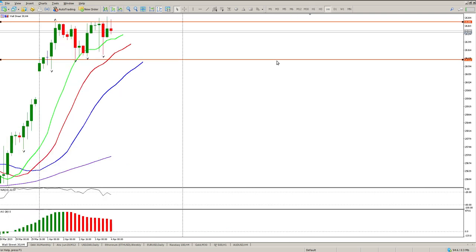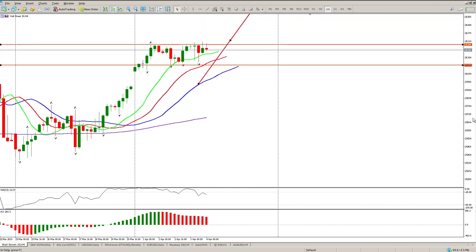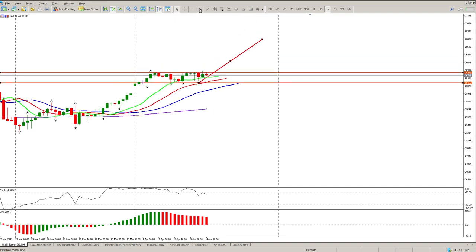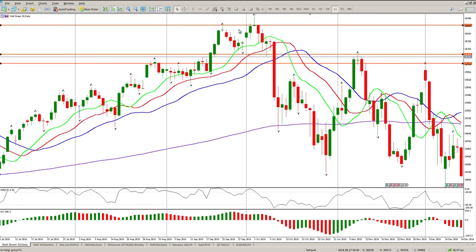The rule of thumb would be, and I'm going to be conservative, you could come from this fractal, but I'm coming from this fractal here. That would be your measured move. A break above this consolidation phase would be your measured move, which takes us to 26,815. If I come to the daily, that pretty much matches the previous highs.